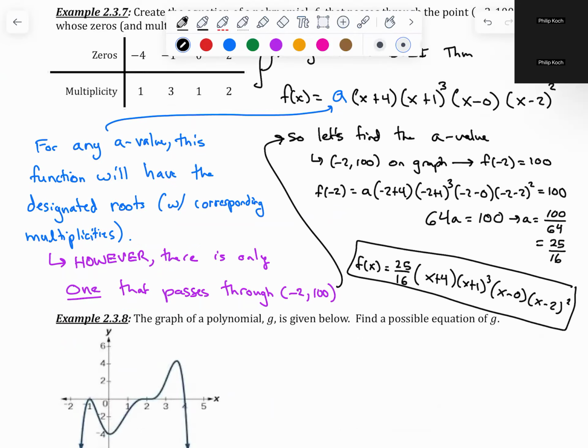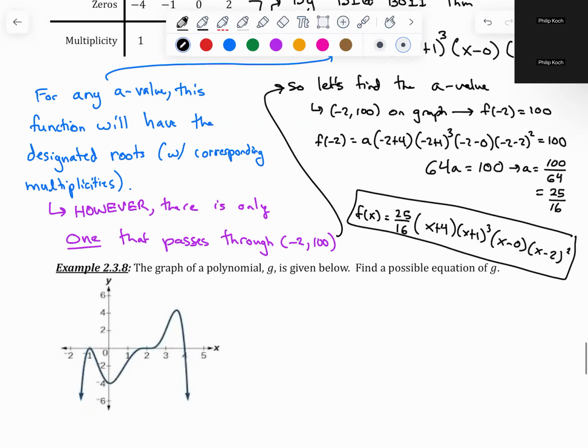So if they don't give us a point that we can work with, there's no way to find out what a specific a value is. So you can just leave a to be 1. If it doesn't designate a point on the graph that you can utilize, there's no way to solve for an a value. So we're just looking for a generic polynomial that will work. But if I give you a specific point, you can find an exact polynomial that works. And so last problem, and then we'll go over the challenge problem because it's fun.